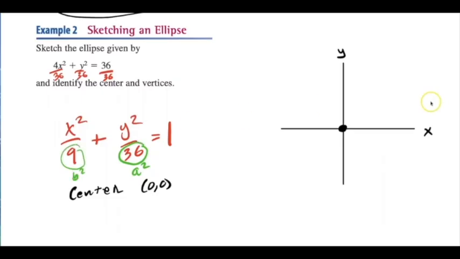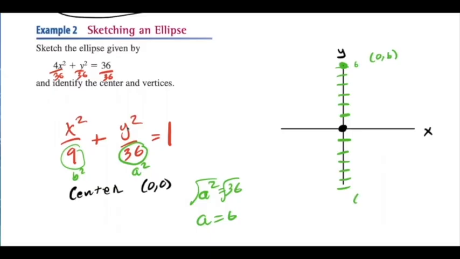When we graph it, we just want to graph the a. I know a squared equals 36. Square root both sides, a equals 6. That's how much we're going to travel on our y, because it's underneath the y squared. 6 up, right there. And we're going to go 6 down. This point here would be 0, 6. This point here would be 0, negative 6.